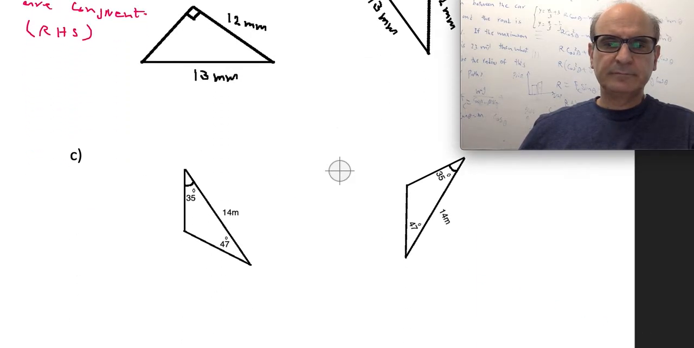Next one. Are these congruent? Let's look at this angle. This is 35 degrees, 35 degrees. Let's look at the other angle, 47 degrees, 47 degrees. So you got two pairs of equal angles. And this side, which is shared by this angle and this angle, here is 14 meters, and here also is 14 meters. So that is enough to claim that they are congruent.